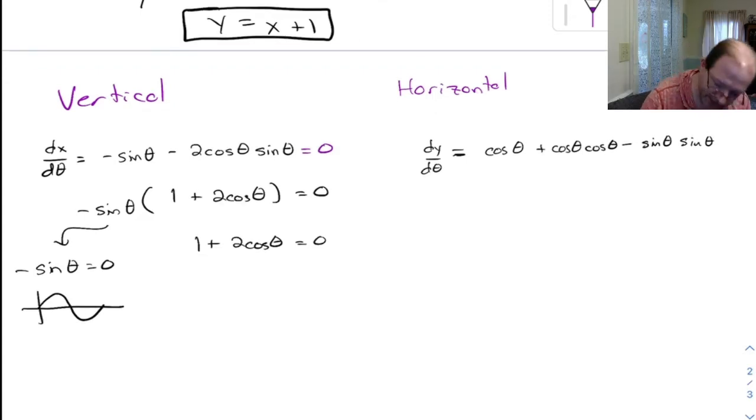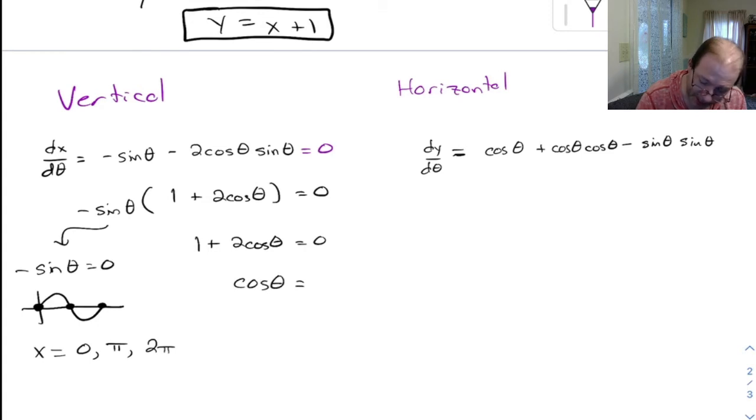So sine theta is easy. It's equal to 0 here, here, and here. So that's at theta equals 0, pi, and 2 pi. This one over here, if you solve this out for cosine theta, you get negative 1 and then divide by 2. So cosine theta is negative half.